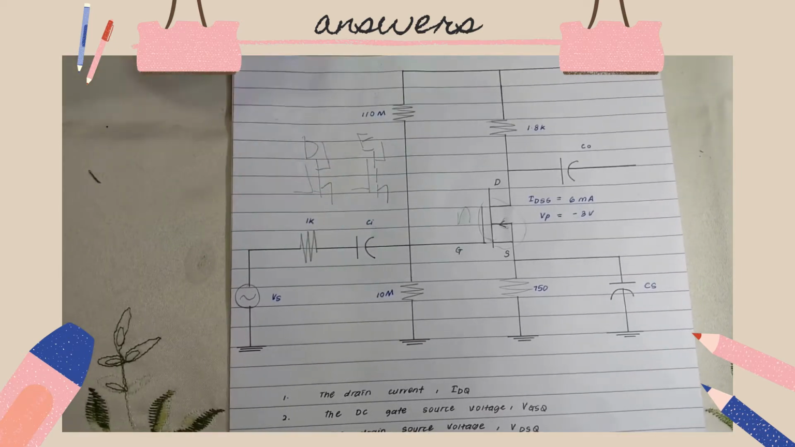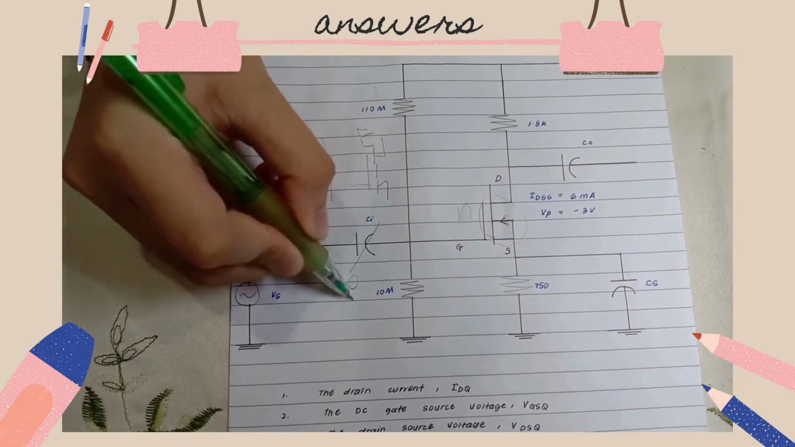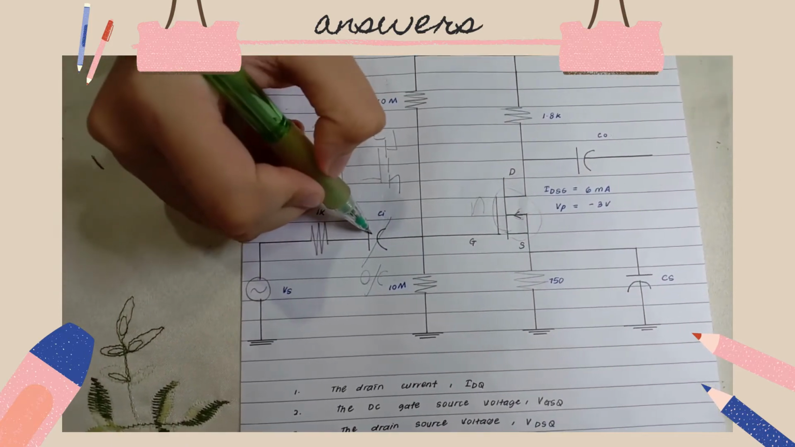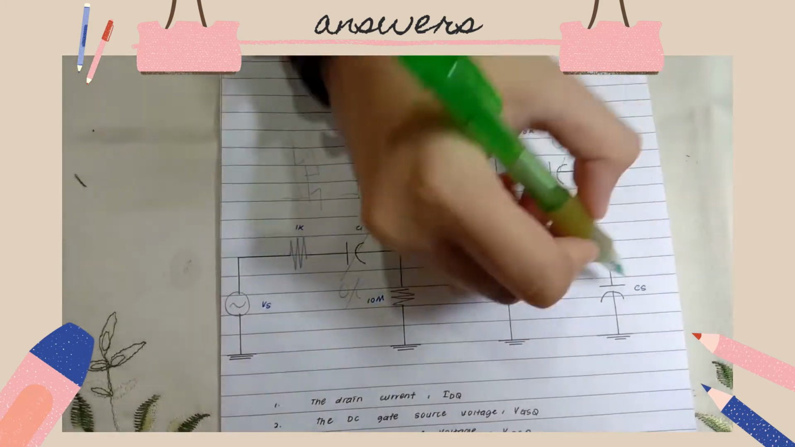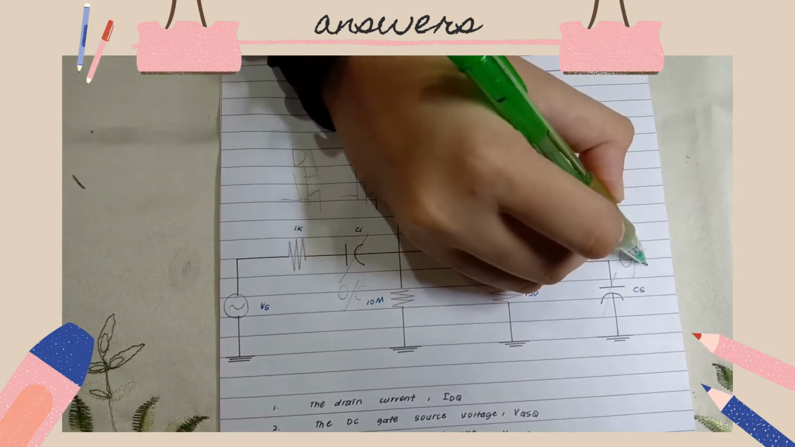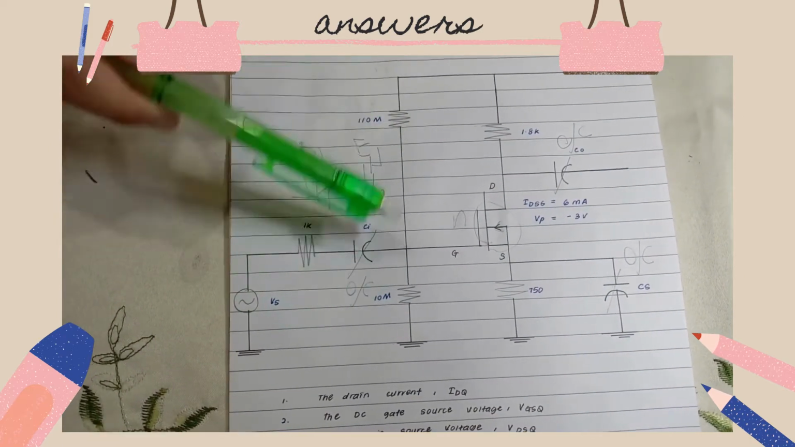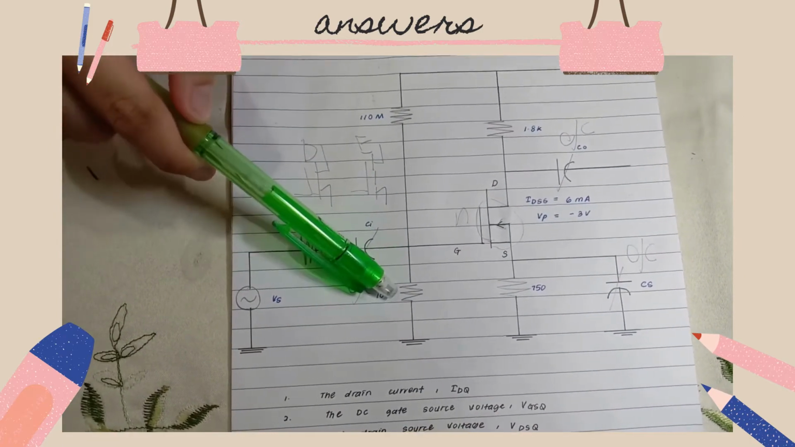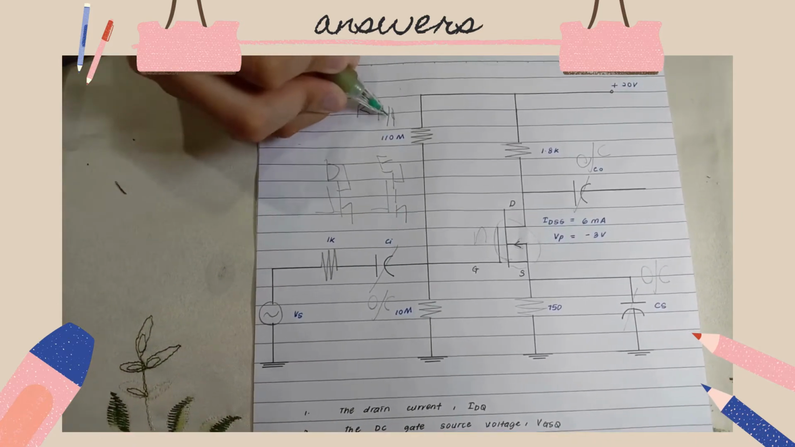During the DC analysis, the capacitor condition is in open circuit. This first capacitor, second capacitor is in open circuit, and this capacitor also. And we can simplify this circuit between these two resistors, R1 and R2, by using RTH and VTH.